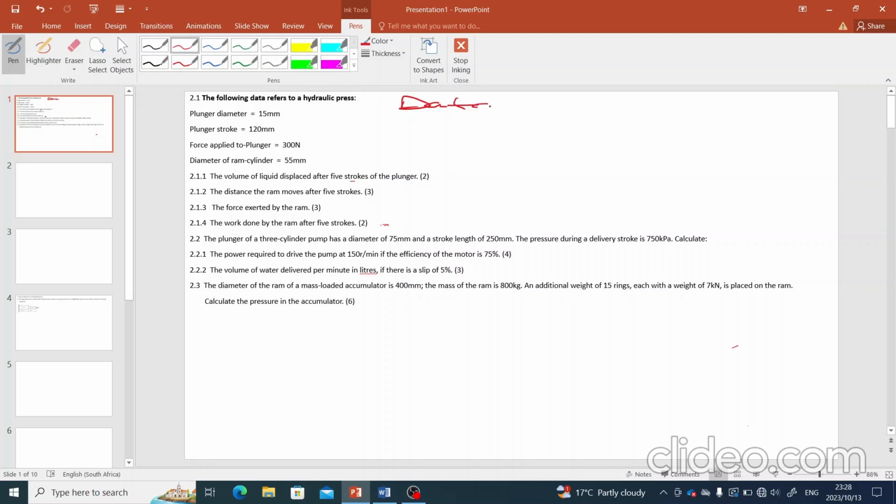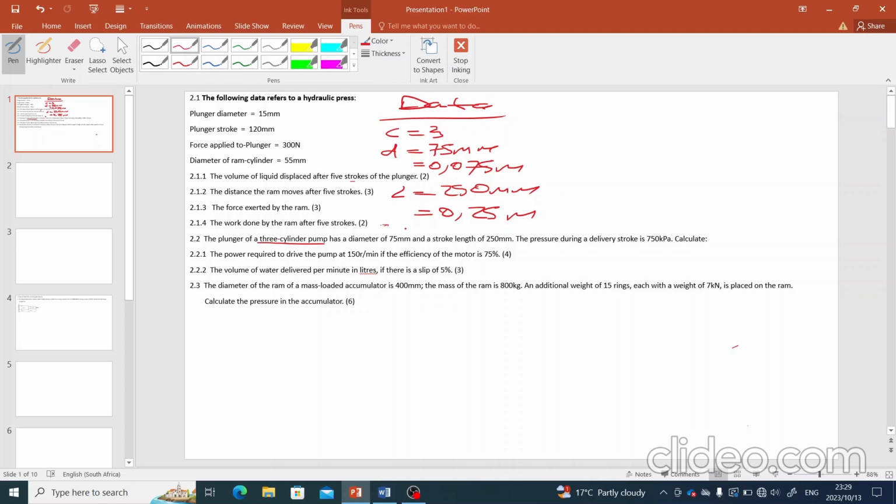In taking out the data, they are saying the plunger of a 3-cylinder. We are dealing with pumps here. The number of cylinders connected to a crankshaft is 3. There it is, 3 cylinders. It has a diameter, small d, of 75 millimeters. Converted to meters, 0.075 meters. Then we are given the stroke length, 250 millimeters, which will be 0.25 meters.